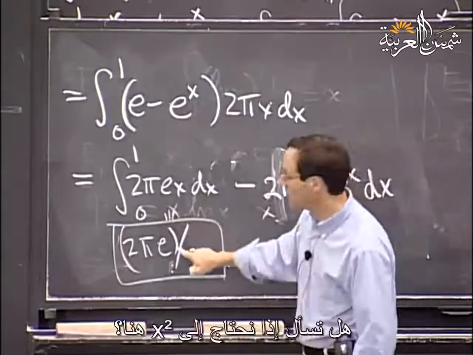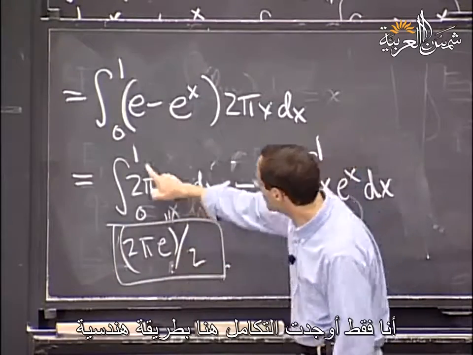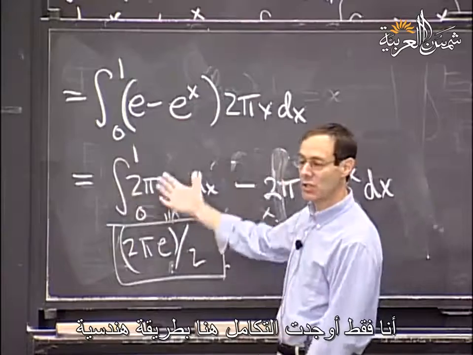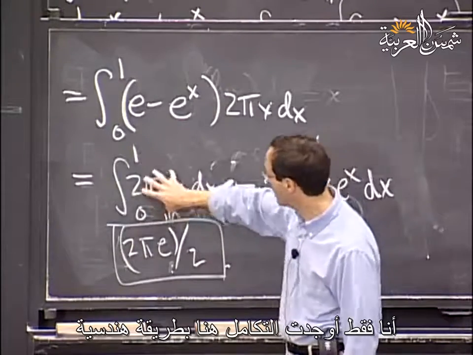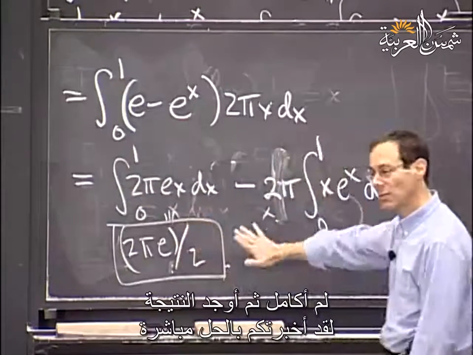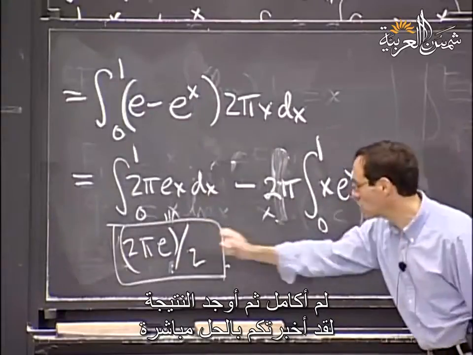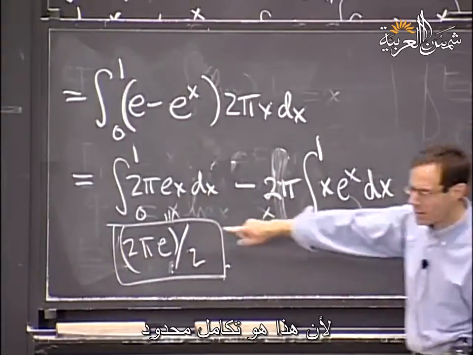Are you asking me whether I need an x squared here? I just evaluated the integral. I didn't anti-differentiate and evaluate it. I just did it geometrically. I said this is the area of a triangle. I just told you the number because it's a definite integral.